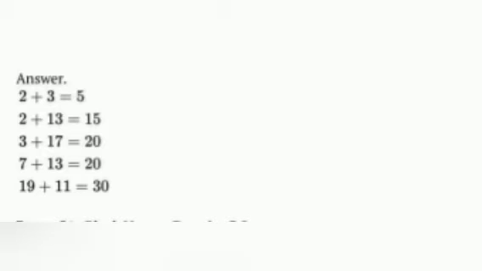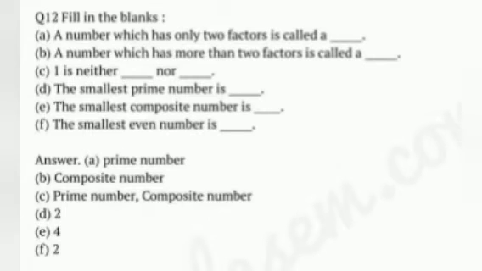See next is 2 plus 13 where 2 and 13 both are prime numbers which are less than 20. उसकी एडिशन कितनी आती है? 15. 15 which is divisible by 5. Next is 3 plus 17. 3 and 17 both are prime numbers. Addition is 20 which is divisible by 5. Divisible by 5 means which comes in table of 5. 7 and 13 addition is 20. 19 plus 11 addition is 30. So that's all. See the last question, fill in the blanks.